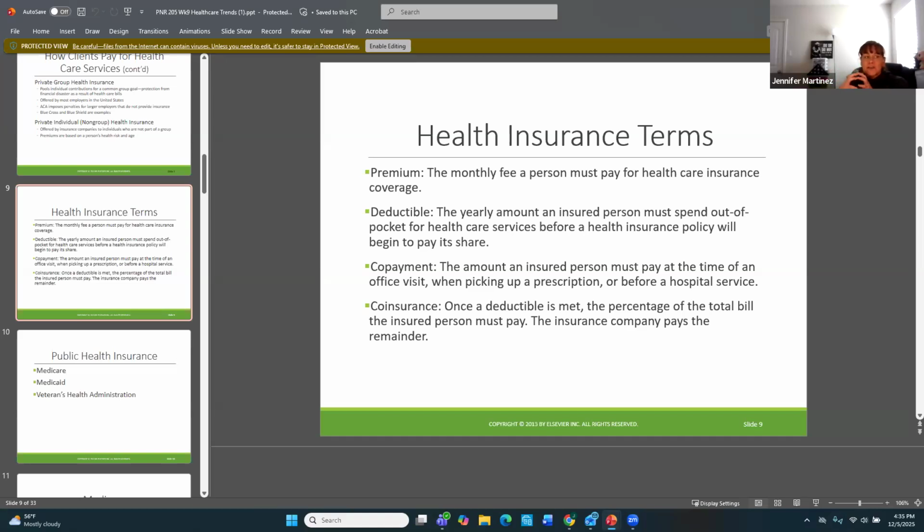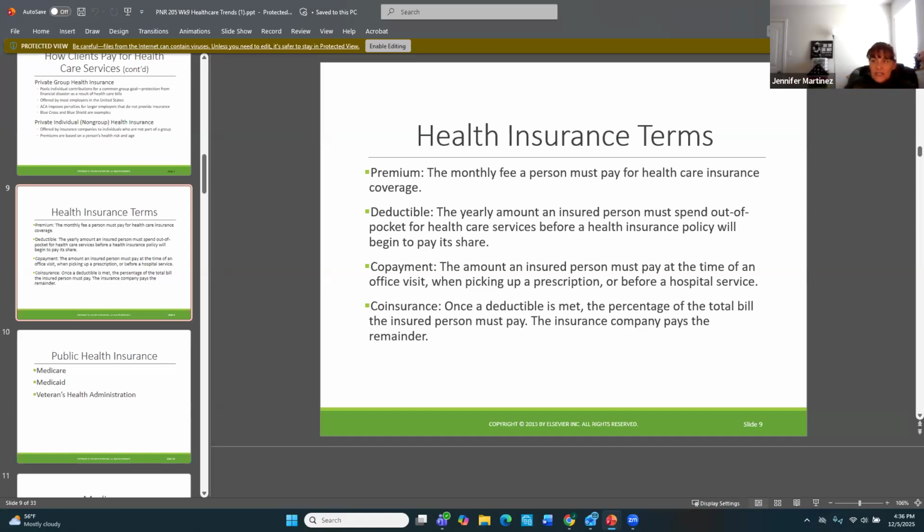And then co-insurance. Once your deductible is met, so you've met that $3,000 for the year, okay, you still may have a percentage of the bill that you need to pay regardless. So that's another thing that you want to look at as well. So even though you met your deductible for the year, after that deductible is met, you still may have some out-of-pocket costs related to your insurance.